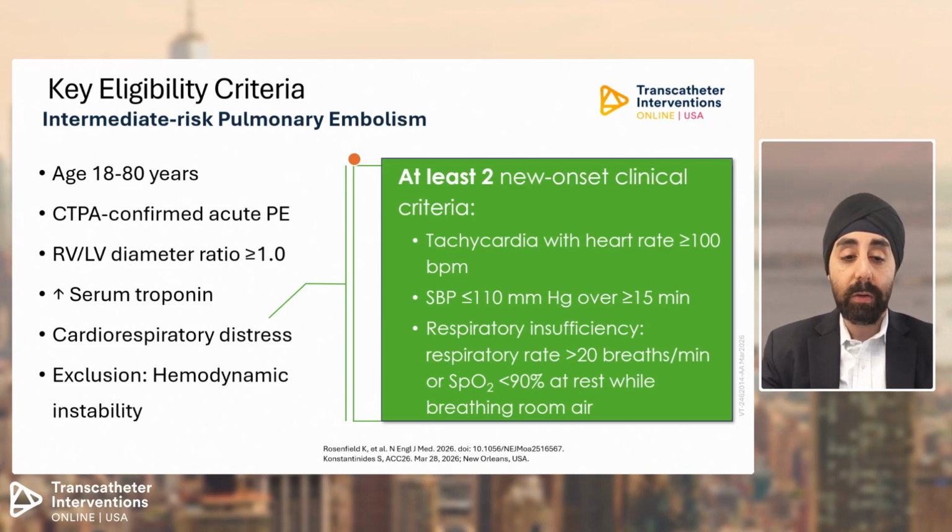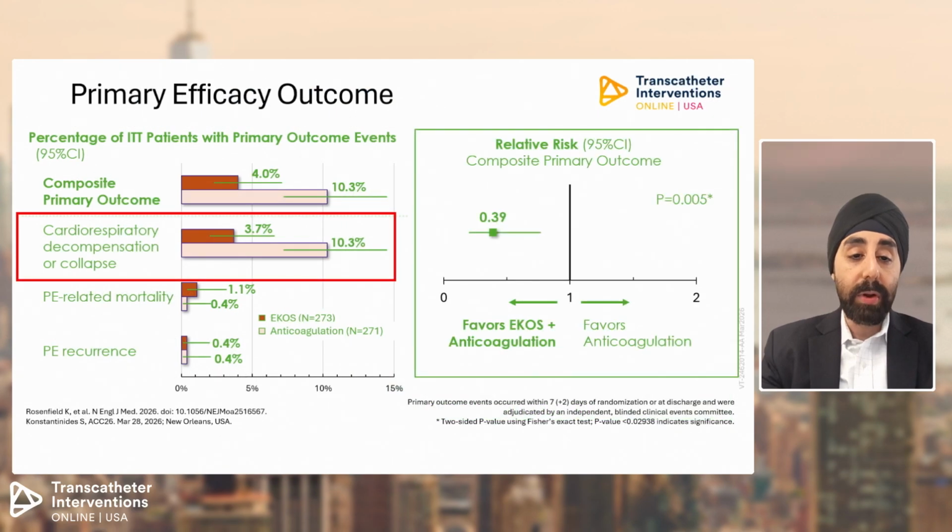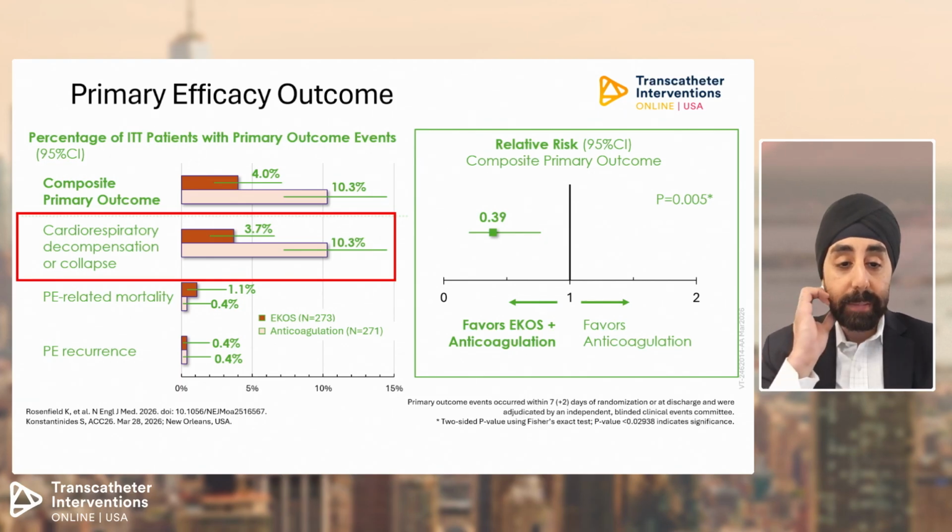And we have Greg Piazza on the call, who was one of the PIs of the study, who could certainly lend more color here. And when we look at the primary efficacy outcome, there was a significant decrease in cardiorespiratory decompensation or collapse in the ECOS group, which had a relative risk of 0.39, which is quite striking.